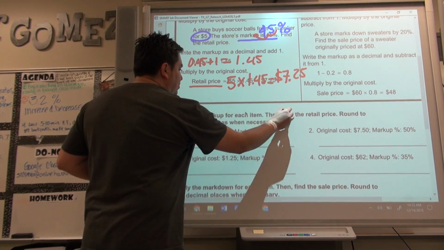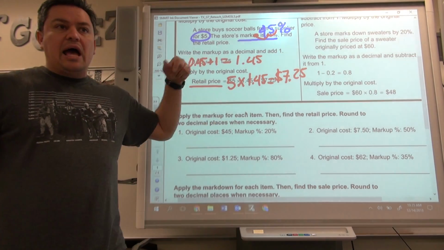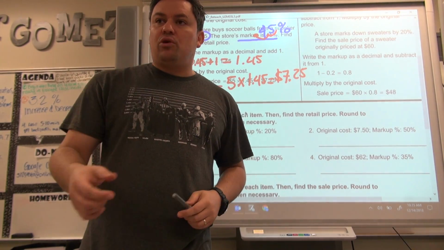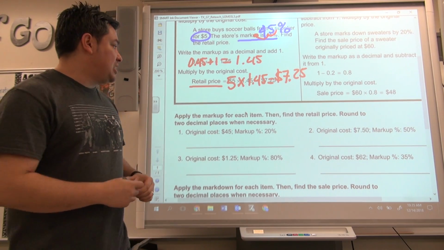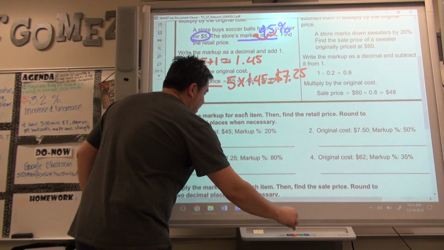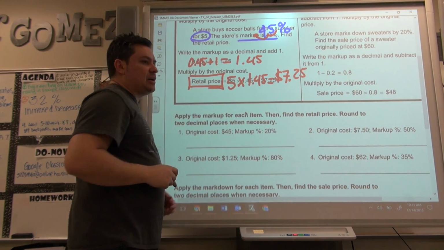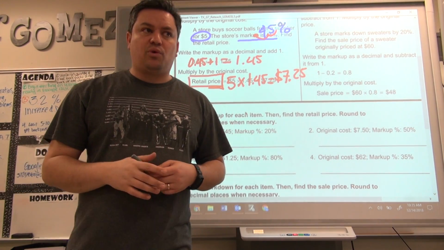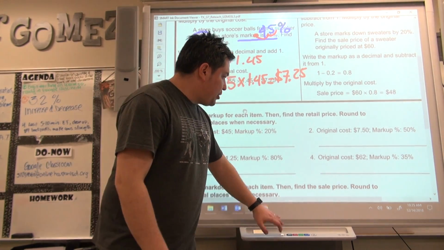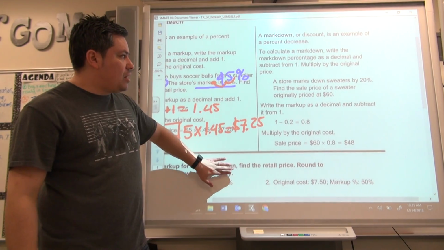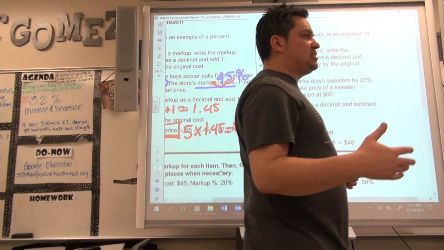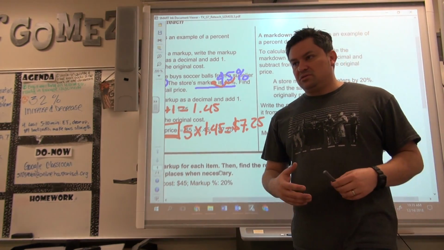Now again, for markup, convert percent to decimal, add 1 to whatever you get, and then multiply by the original amount. It's going to give you the retail price, whatever Academy is going to sell you the soccer balls for. Now markdown is similar to that. Markdown is whenever a store has discounts, okay?